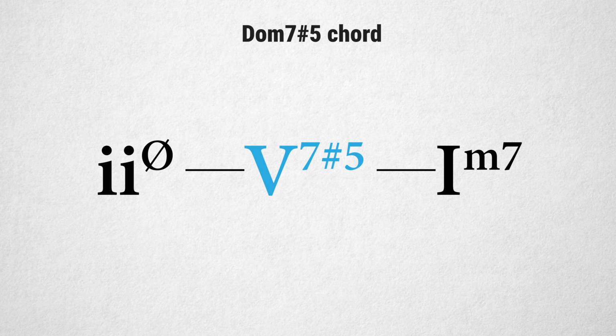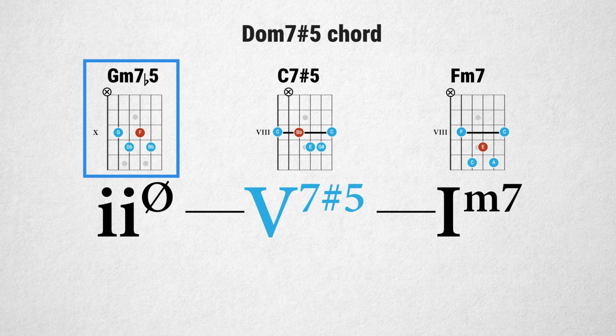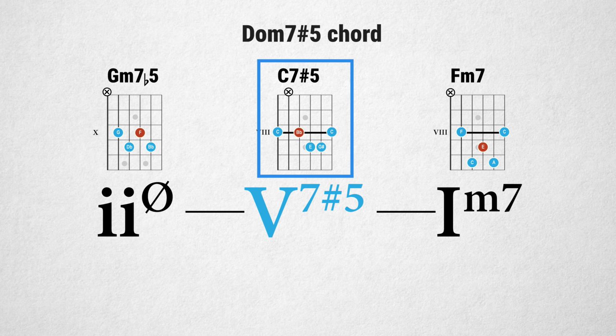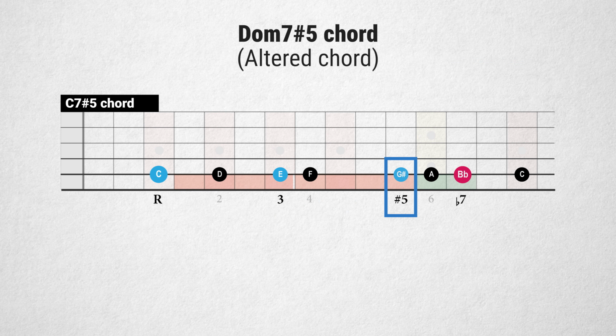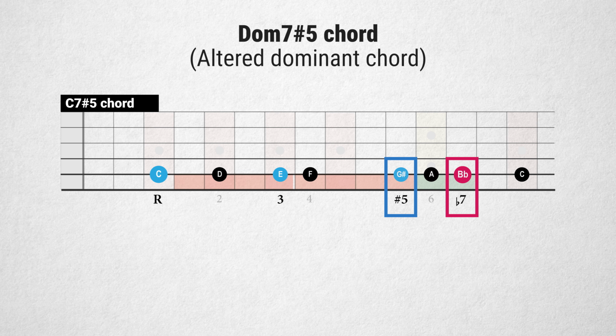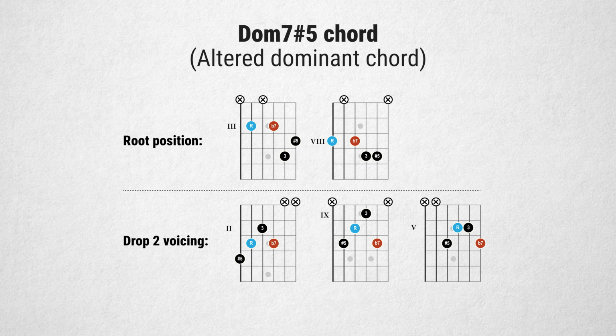We'll find such a dominant 7♯5 chord most of the time on the 5th degree of a major and minor 2-5-1, like this. Because of the sharp 5, this chord is also called an altered chord. And because of the dominant character, it's also called an altered dominant chord. Here are some shapes in root position and drop 2 voicing.